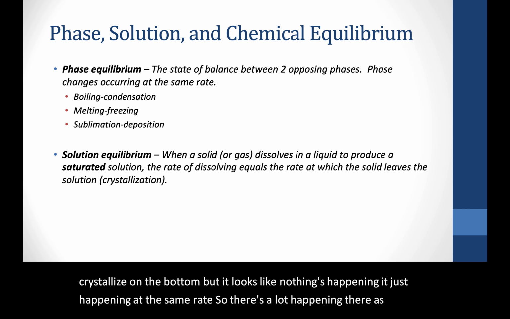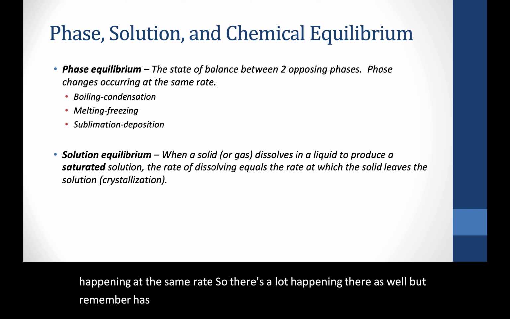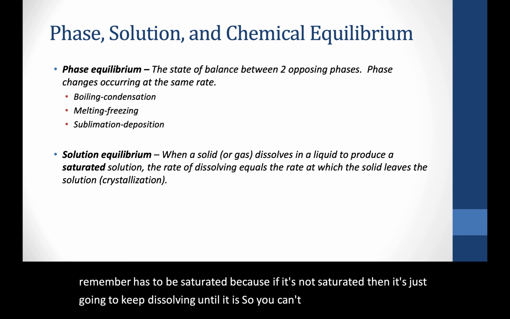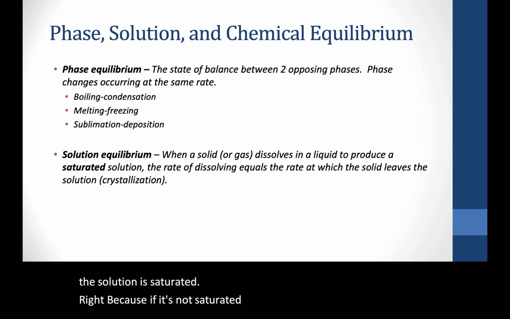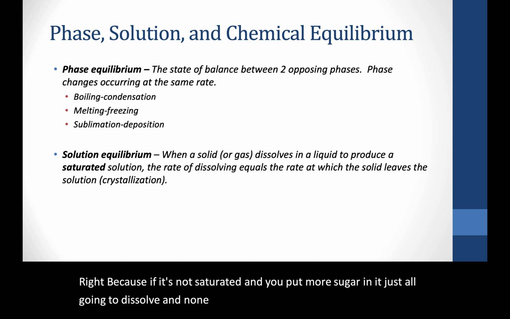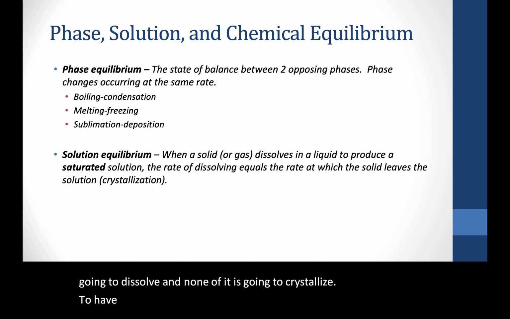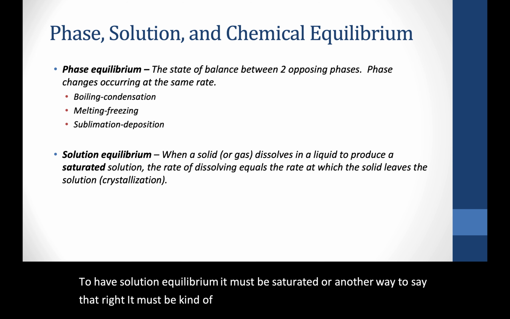But remember, it has to be saturated, because if it's not saturated, then it's just going to keep dissolving until it is. So you can't hit equilibrium until the solution is saturated, right? Because if it's not saturated and you put more sugar in, it's just all going to dissolve and none of it is going to crystallize. Okay? So to have solution equilibrium, it must be saturated. Or another way to say that, it must be kind of like full of the solvent. That's kind of what saturated means.